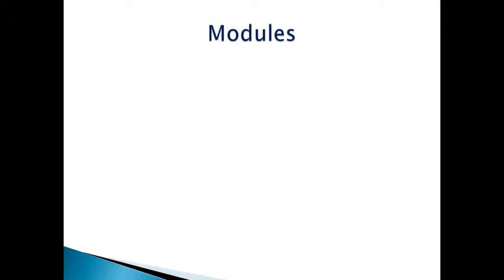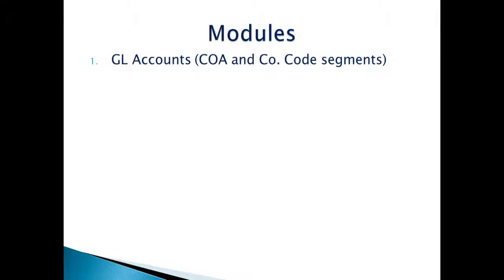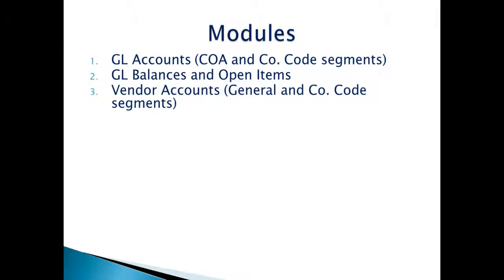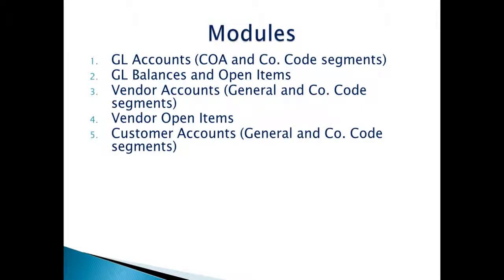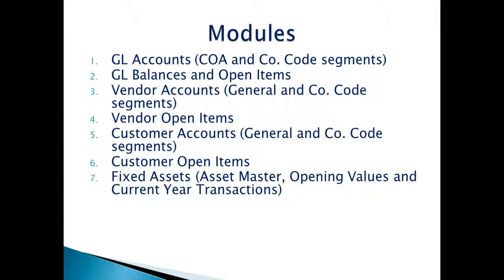Now, as mentioned, the course is divided into 10 modules. First one is GL accounts, chart of accounts and company code segments. So this is GL master data, GL balances and open items. We create vendor accounts. We create vendor open items. We then create customer accounts, customer open items. Then we create fixed assets. So we create the fixed asset master. We add opening values at the start of the current fiscal year, and we add transactions during the current fiscal year.